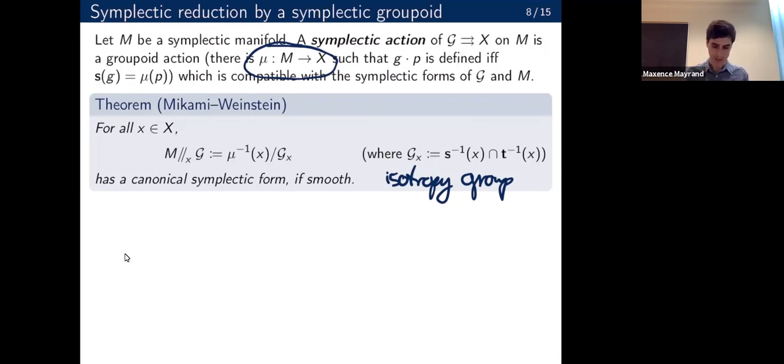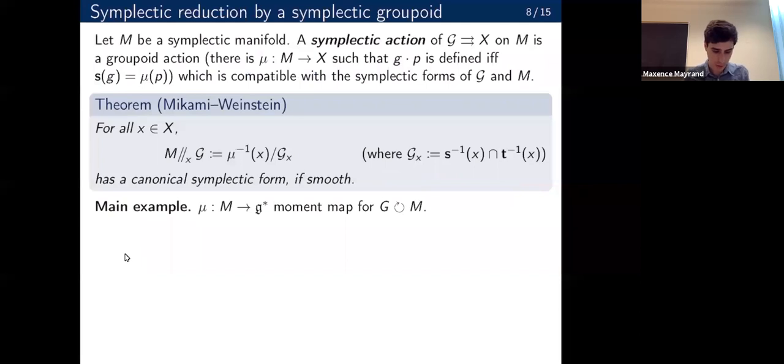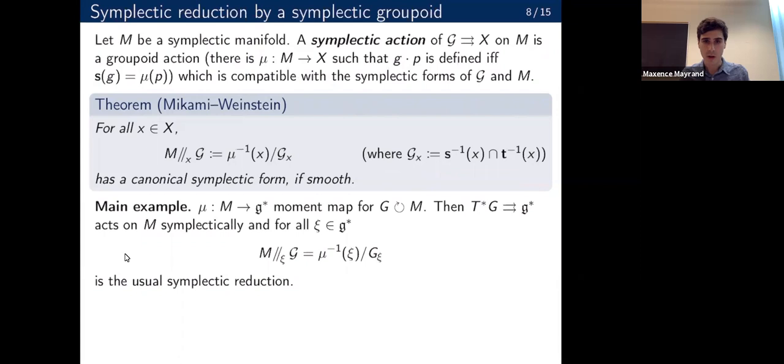So it's a generalization of symplectic reduction, which you recover as a special case where you have a moment map for a G action. Then, as we saw in the previous slides, the cotangent bundle is a symplectic groupoid, and it acts on M in an obvious way. And for all C in G star, which is the same as X in the base space, the symplectic reduction in this Mikami-Weinstein sense at X is just the usual symplectic reduction at level C.